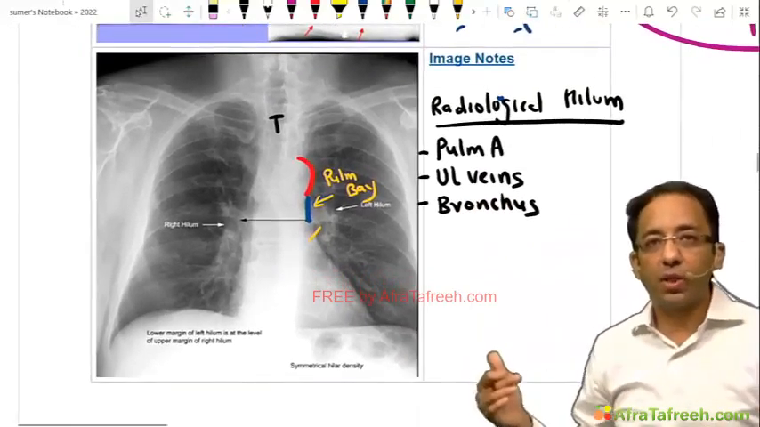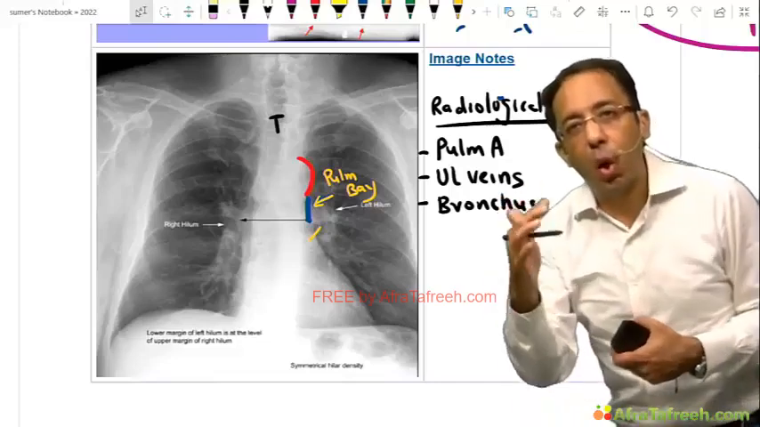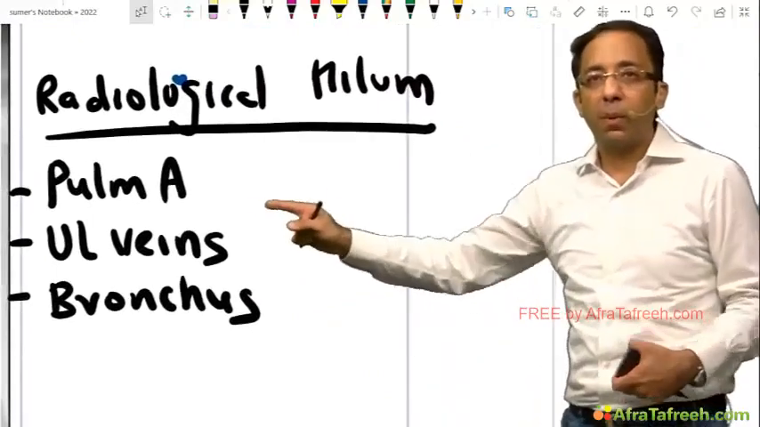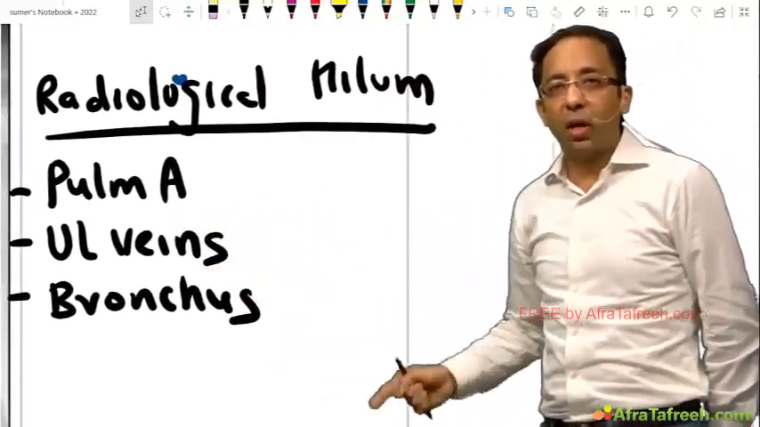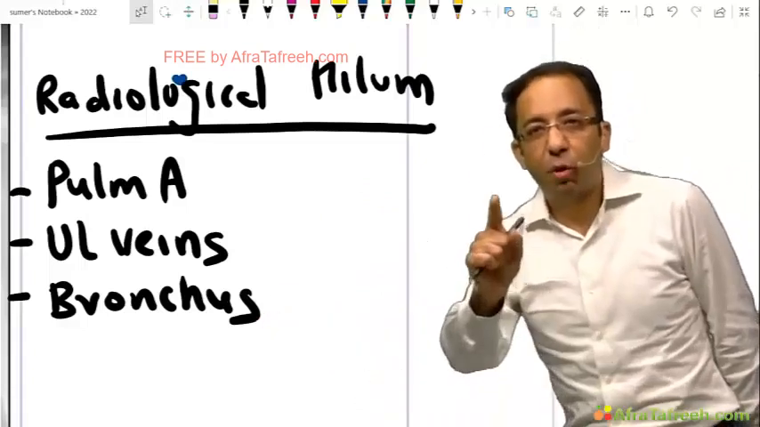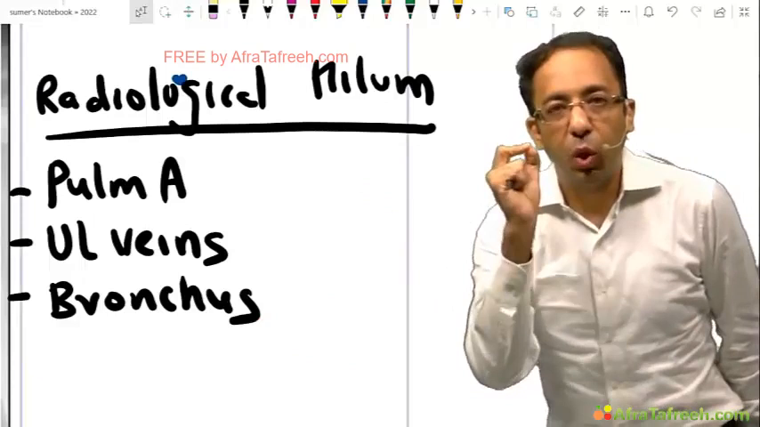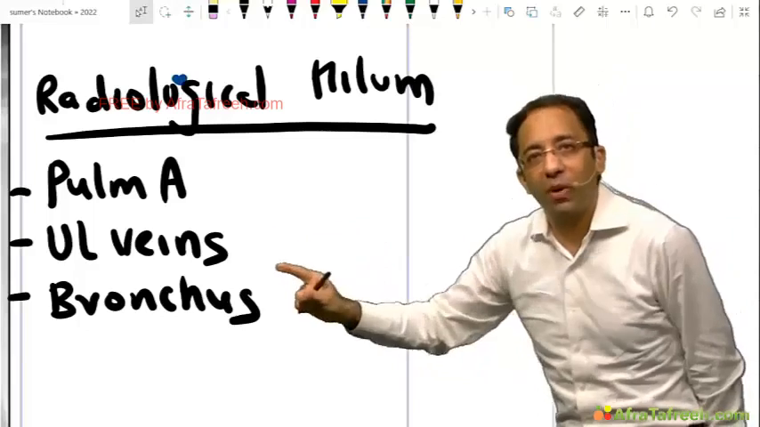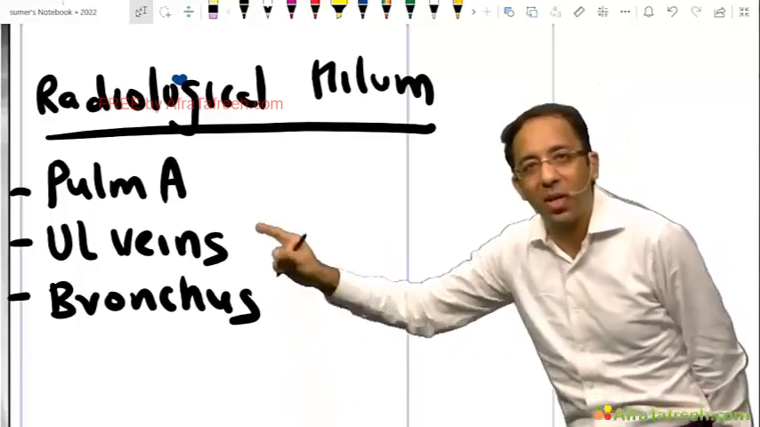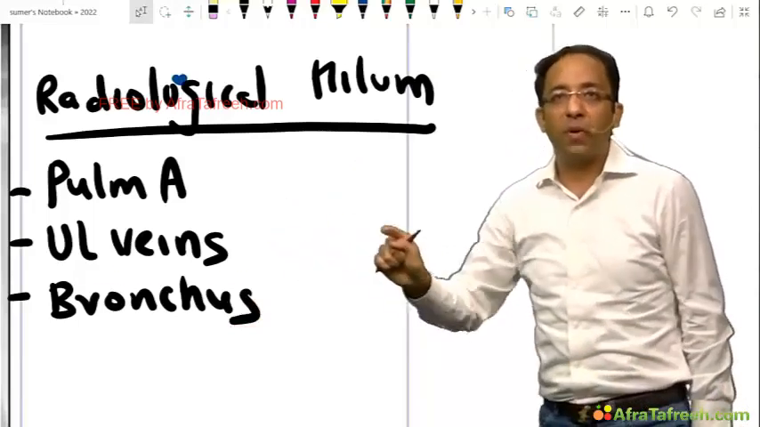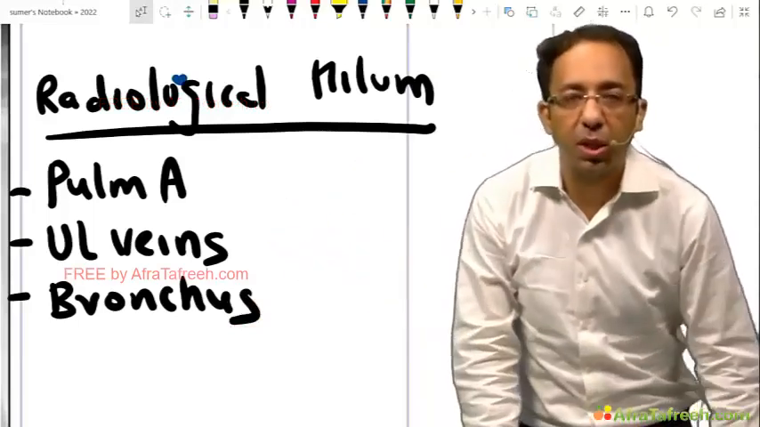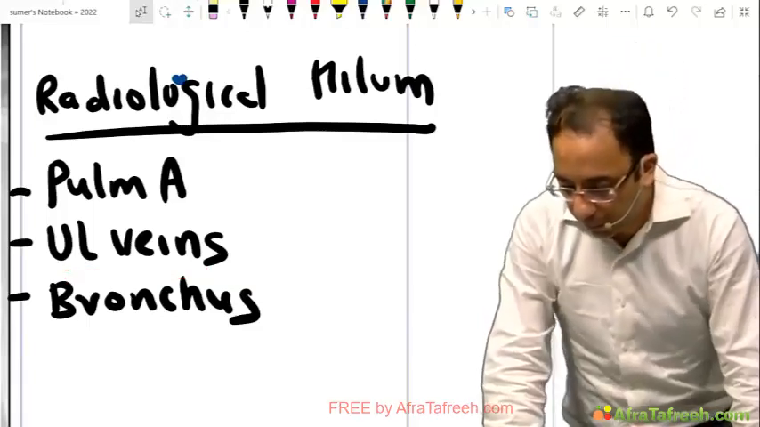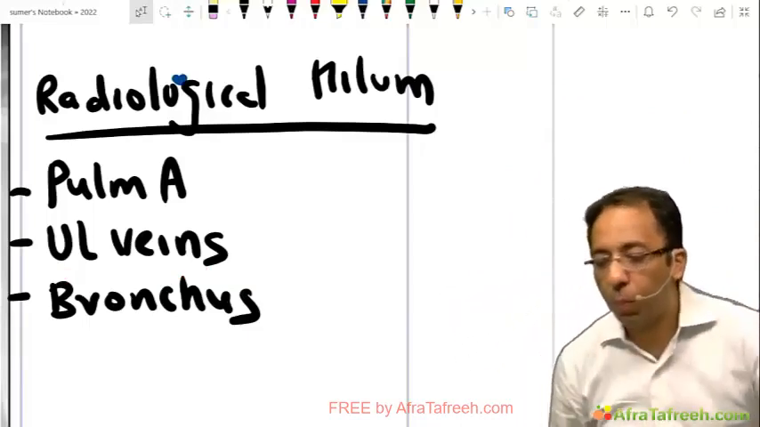So in the exam they might ask you, on X-ray, hilum in a normal person, hilar shadow in a normal person is made up of pulmonary artery, upper lobe vein, and bronchus. And if you are an MCQ smart student, you would have appreciated that lower lobe vein is not there. Lower lobe veins is not written in the choices. Okay, so it is only the upper lobe veins which contribute to the hilar shadow on the X-ray. Lower lobe veins do not contribute to the hilum. Okay, upper lobe pulmonary veins.